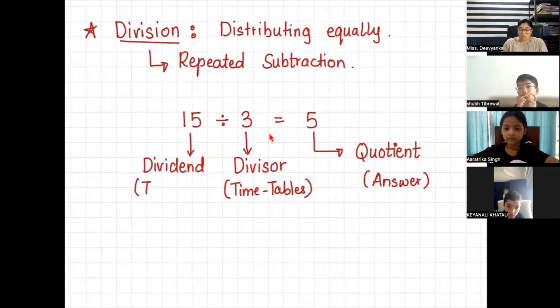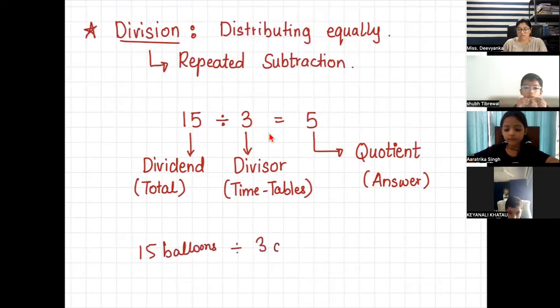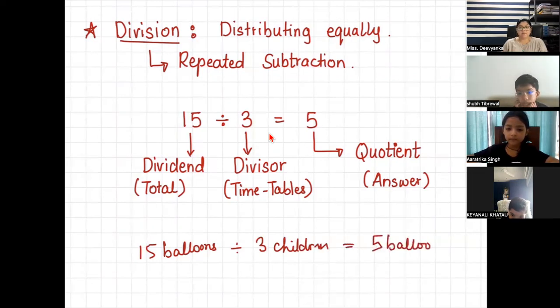Dividend is your total number that needs to be divided among equal groups. For example, I had 15 balloons and I needed to divide them among 3 children. Now, how many balloons will each child get? Each child will get 5 balloons. Understood? Yes or no?